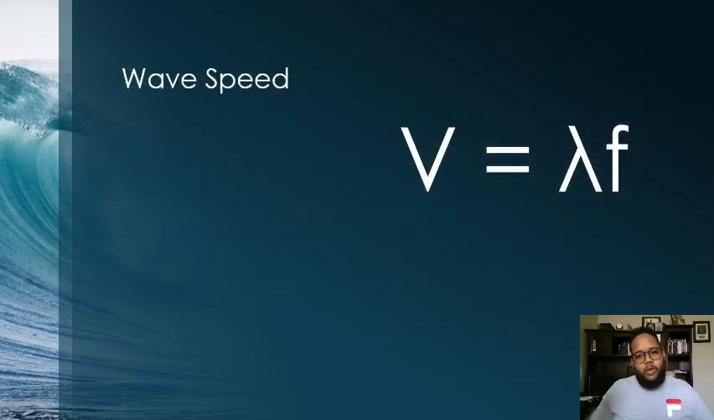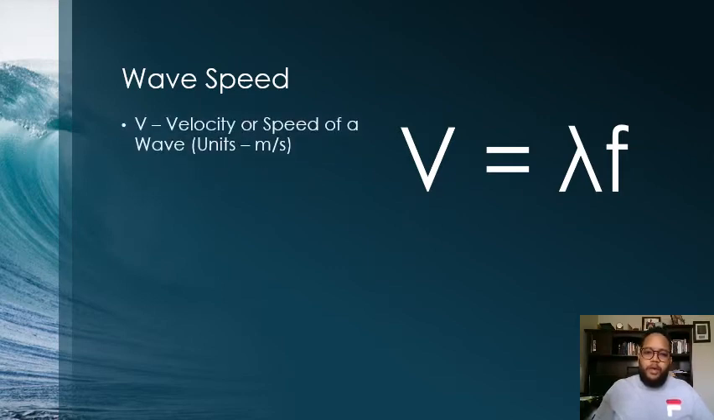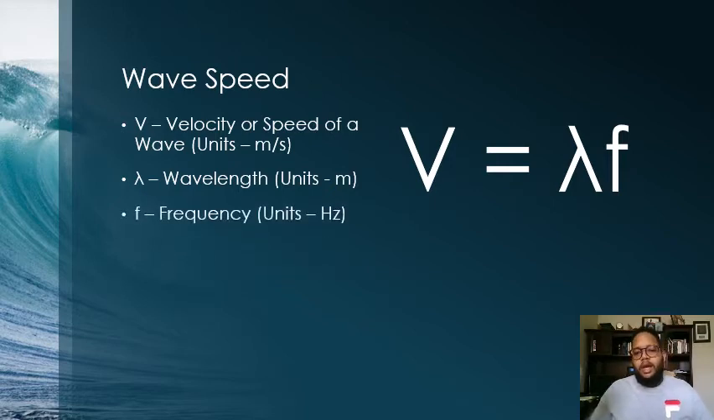Lastly, we're going to look at wave speed. It's a simple equation. V, meaning velocity or speed of a wave, is equal to lambda. That funny looking letter is a lambda. It stands for wavelength. You could think of it as L for length, units of meters, times frequency. Frequency is, as we said, the number of times a cycle occurs per second. So you can think of the units as being per second. So meters times per second gives you meters per second, so it makes sense.